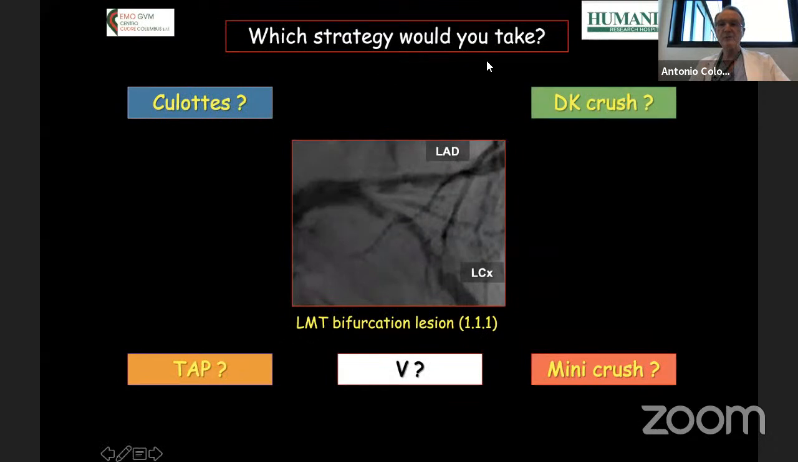Bifurcation, which strategy would you take? Culotte, DK crush, mini crush, V, TAP. Do not assume that any bifurcation should be treated by DK crush because DK crush has shown better result versus culotte. Each bifurcation should be treated with the appropriate technique. Randomized studies should be kept in mind, but these are not the way to tell you how you should treat this specific bifurcation that you have in front of you.